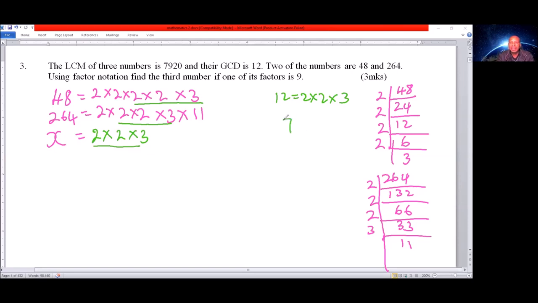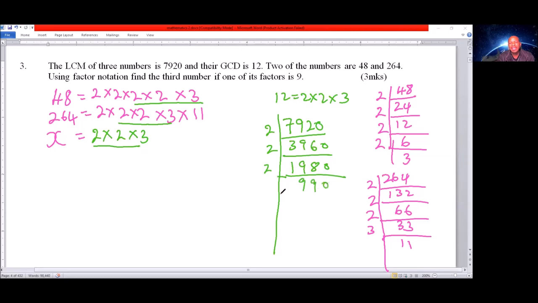Let's get the factors of 7920. When you divide by 2, you get 3960. You divide by 2 again, you get 1980. Divide by 2 again, you get 990. You divide by 2 again, you get 495. Divide by 3, that will give us 165. Divide by 3 again, you get 55. You divide by 5, you get 11.